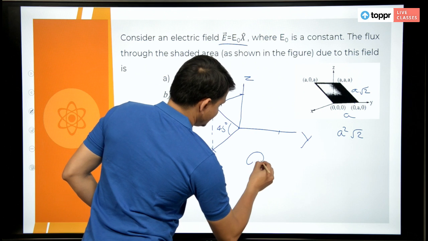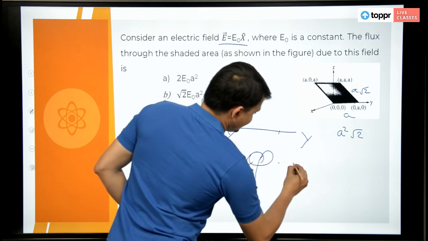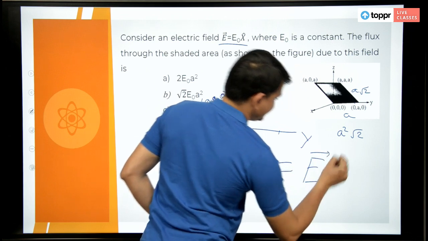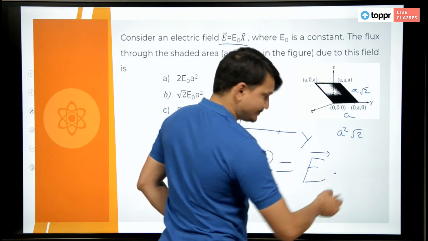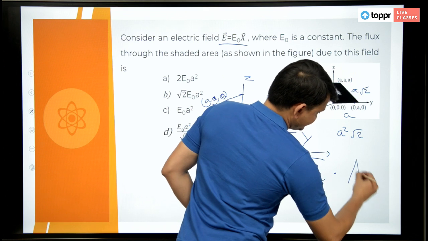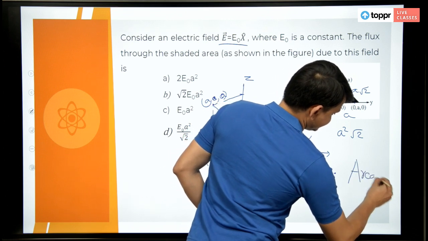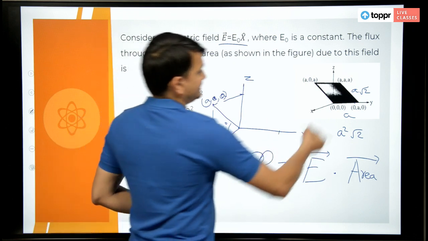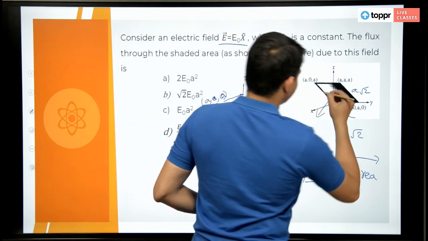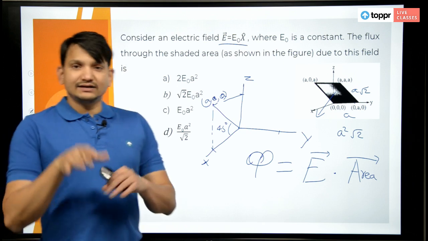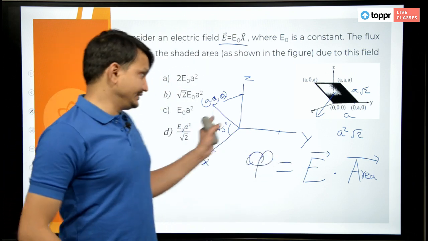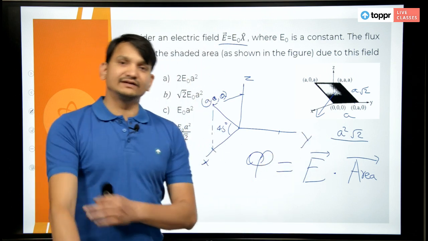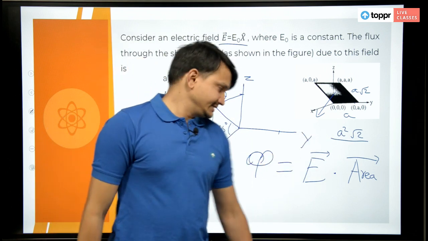Flux is equal to electric field dot product area vector. Now the area vector is making a direction somehow like this, a downward 45 degrees direction, so you can say that the area is this and its direction is 45 degrees with the x axis.